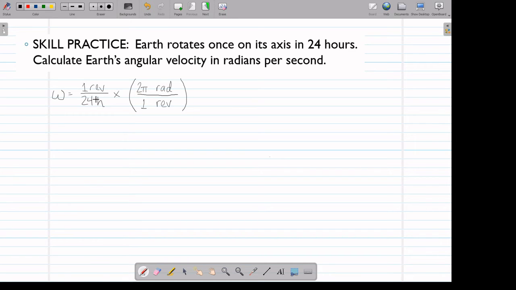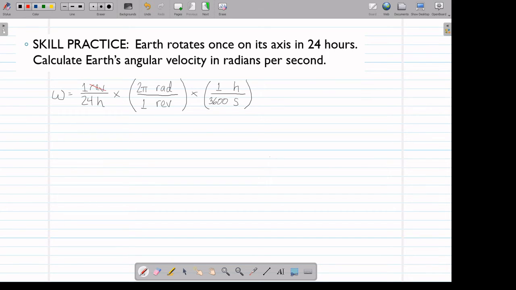Now the next thing we want to do is change hours into seconds. So we will set up another conversion factor. And hours is on the bottom. So over here we're going to place hours on top because again we want them to cancel out. And I will put seconds on the bottom. And 1 hour is equal to 3,600 seconds.